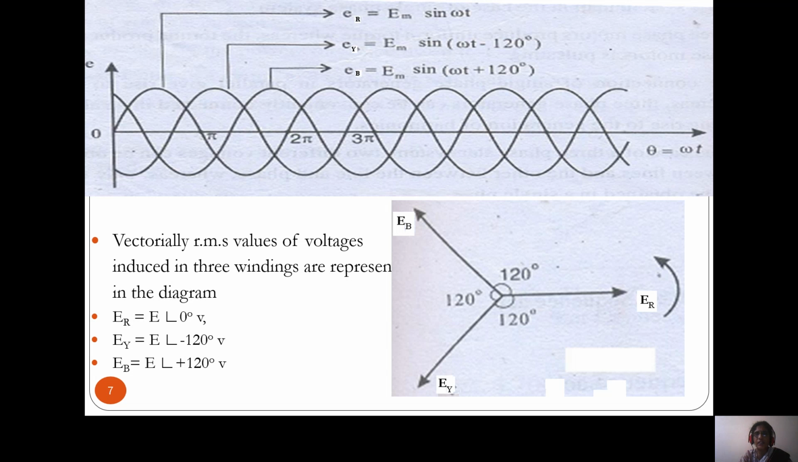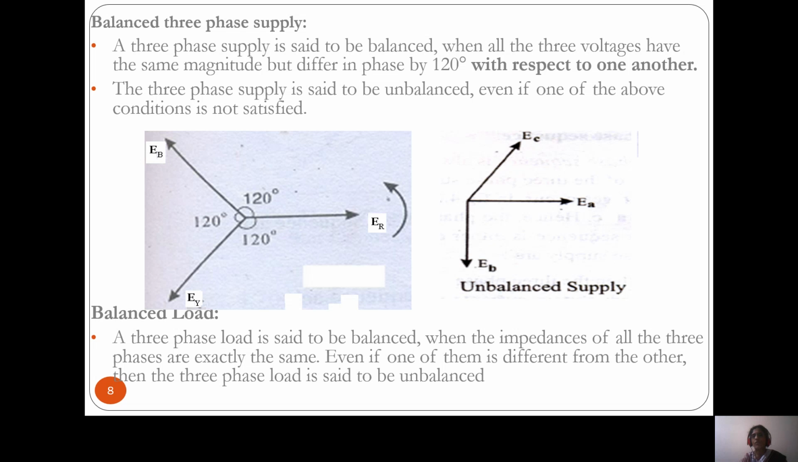And the next thing, that is balanced. When the three phases have the same magnitude and the phase angle has a 120 degree phase difference, then the system will be balanced. Otherwise it will be an unbalanced system. That means if the magnitude or voltage in one phase is not equal, then it is called an unbalanced system.